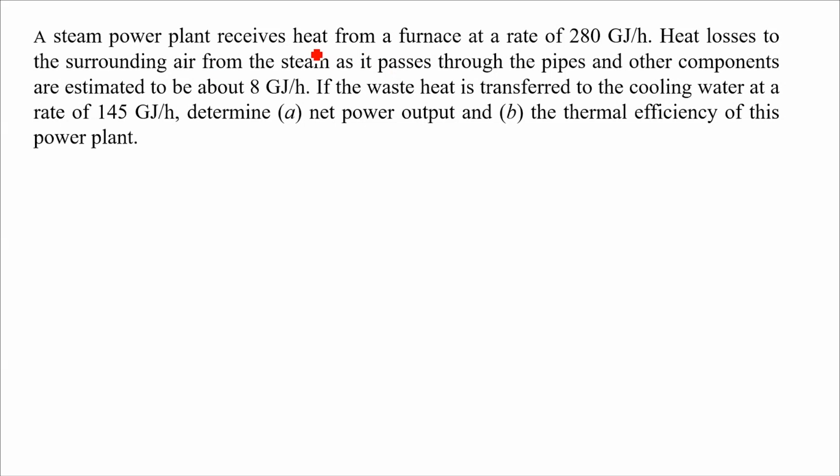It receives heat from a furnace at a rate of 280 gigajoules per hour. Heat losses to the surrounding air from the steam as it passes through the pipes and other components are estimated to be 8 gigajoules per hour. Furthermore, if the waste heat is transferred to the cooling water at a rate of 145 gigajoules per hour, you have to determine the net power output and the thermal efficiency of this power plant.